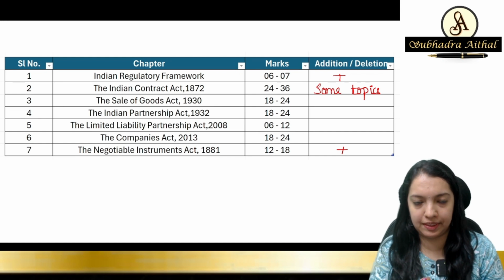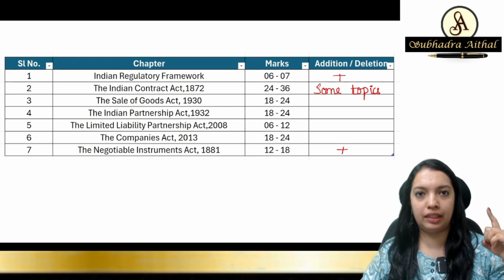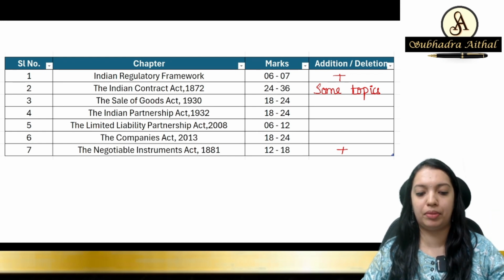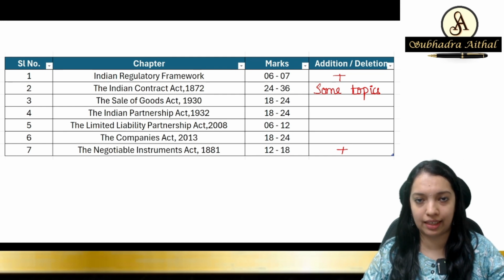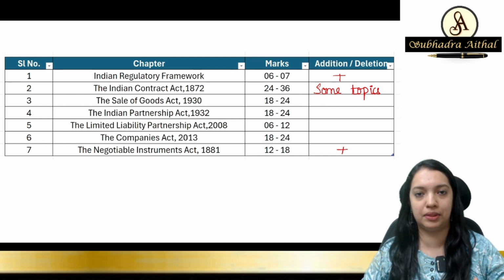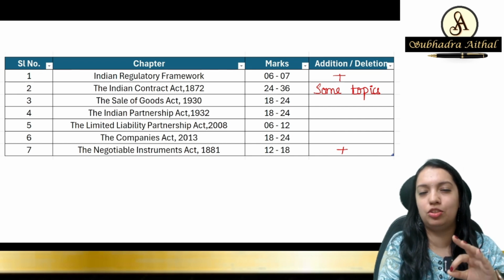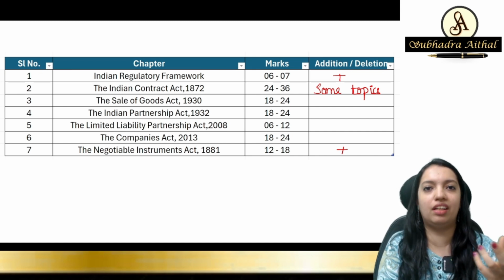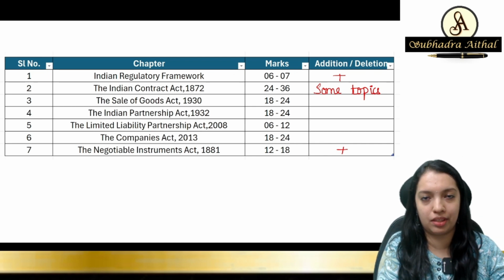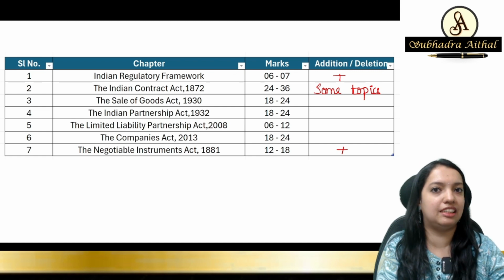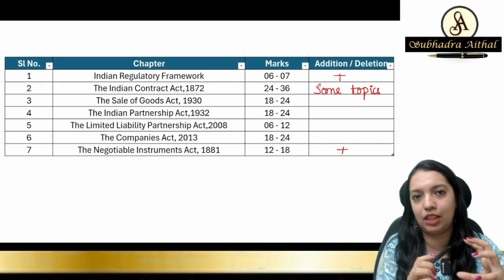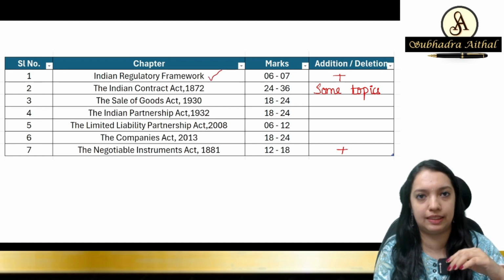Coming to chapter-wise changes in the law paper, Chapter 1, Indian Regulatory Framework, and Chapter number 7, Negotiable Instruments Act, have been added to the syllabus. The reason for introducing the first chapter is that a lot of students did not know the function of regulatory bodies like SEBI, RBI, Ministry of Corporate Affairs, Ministry of Finance, etc. So these basic level questions have been included in the first chapter.